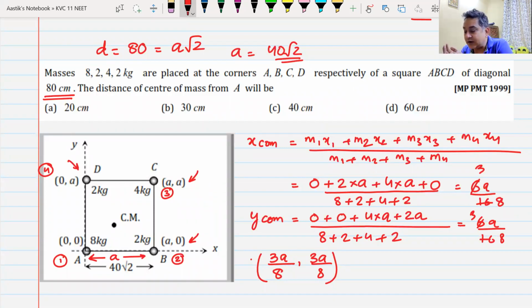You just have to find out the value of A. You have understood the concept of center of mass? How do we find out the center of mass of a system of particles? Yes or no? Yes, sir.